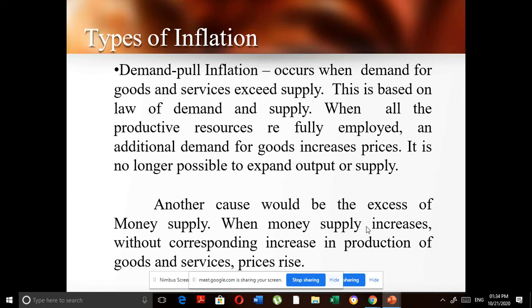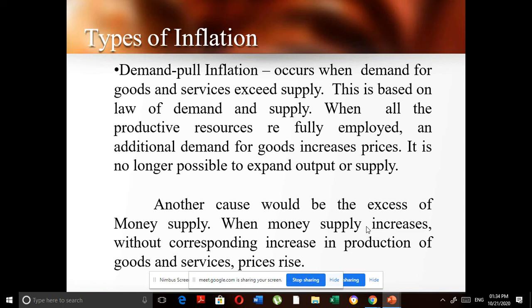Okay, so demand pull inflation occurs in the case where demand for goods and services exceeds supply. So that's why we call this inflation demand pull inflation. Another cause would be the excess of money supply, vice versa. So when money supply increases, production of goods and services increases, prices increase. Okay?